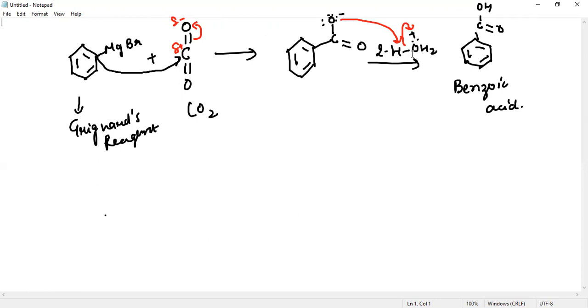So what will happen in the next step? In the next step, it will grab the hydrogen from the hydronium ion, as we've done earlier also. It will get protonated, and it will form the OH bond over here. This product is known as benzoic acid.